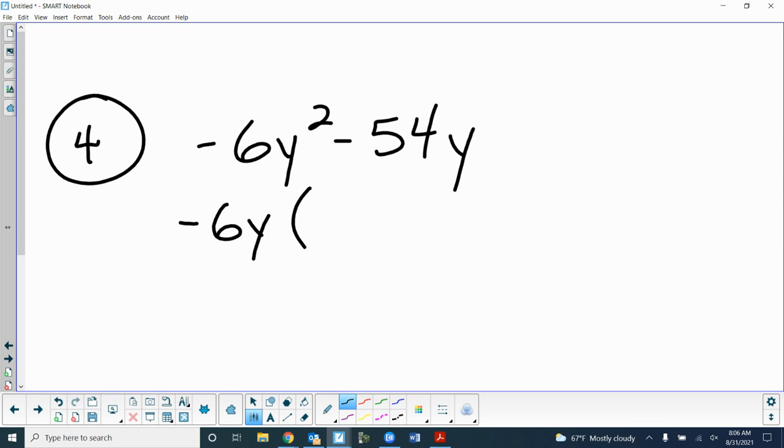So then I just divide negative 6y squared by the GCF, negative 6y, and get positive y, right? And negative 54y divided by negative 6y is a positive 9. And that's all the further we can go. Just pull out the GCF. Okay?